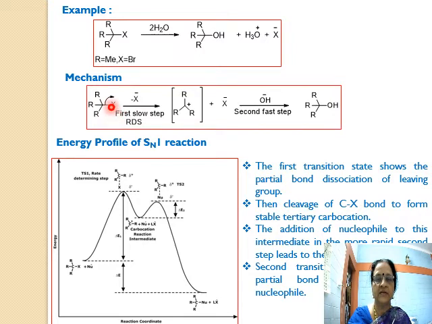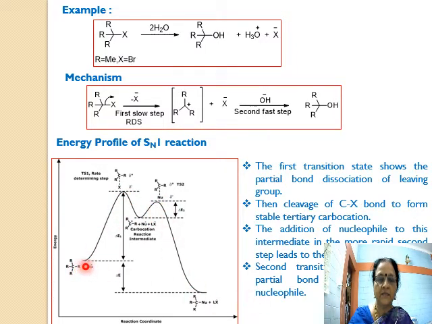The first step is that between the carbon and halogen, the dissociation takes place to form the carbocation, and this step will be a slow step, the rate determining step. Next, the OH minus will attack the carbocation to give the alcohol. And this is the energy profile diagram, which I had explained in detail to you in the previous slide, so I'm not going to go into it. You can see that the energy profile diagram has a graph like this.